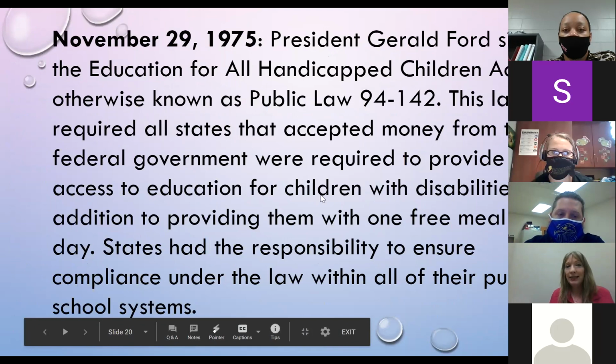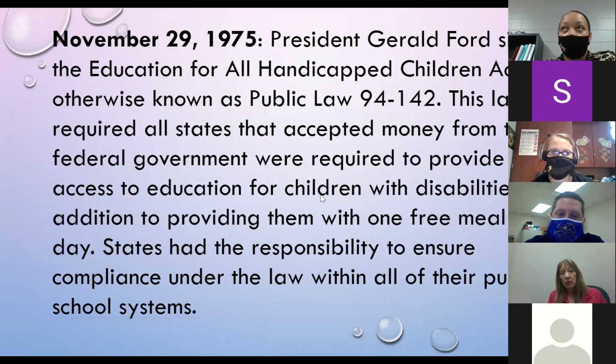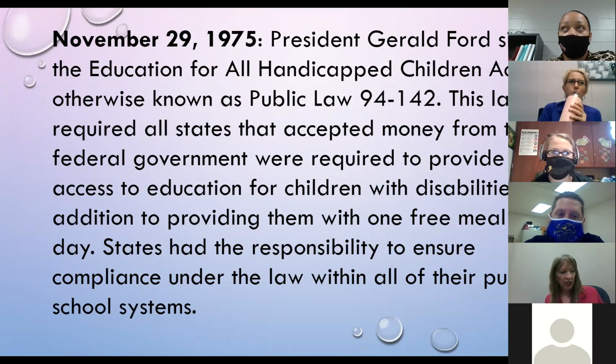But IDEA didn't start out being called that. Originally, it was called the Education for All Handicapped Children Act, my favorite law, Public Law 94-142, and it was signed into law by Gerald Ford.